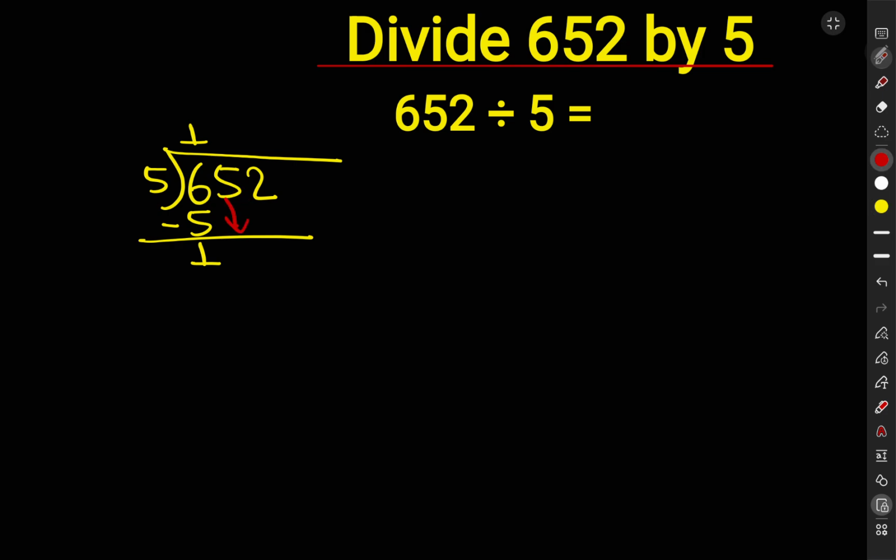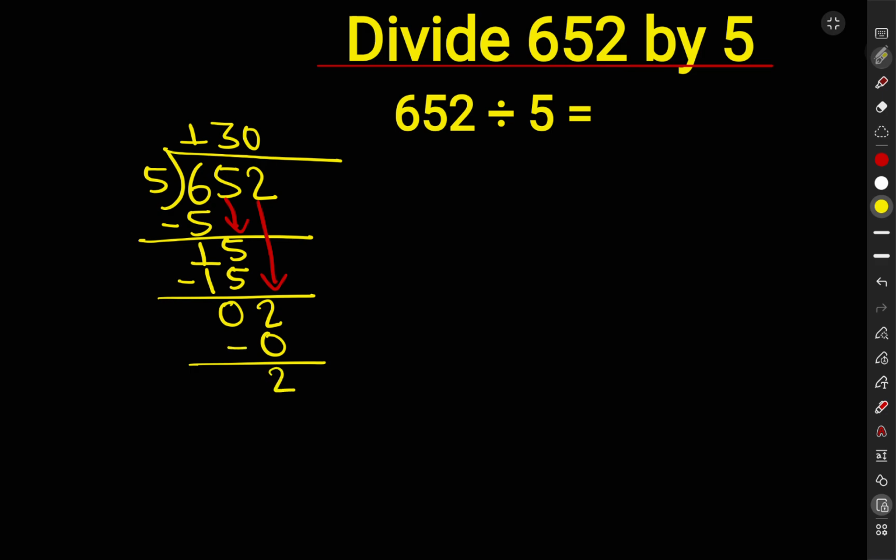So now we put down this 5 and it is 15. 5 times 3 is 15. On subtracting we get 0. So again we put down these 2 and 5 times 0 means 0. On subtracting we get 2.